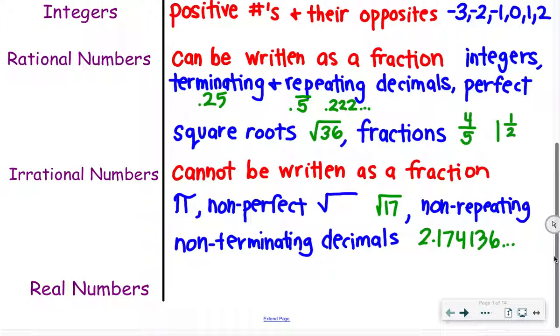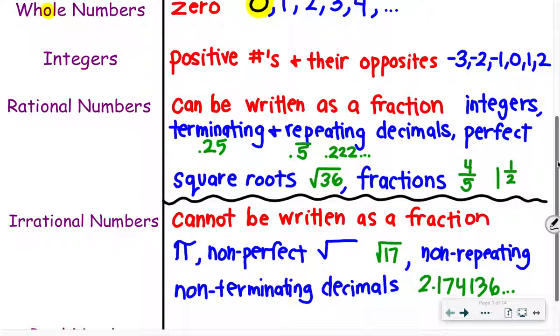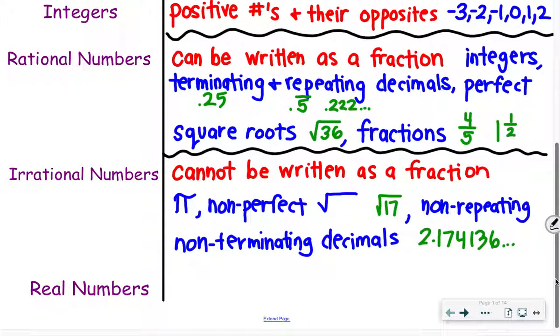So pi, if you know, pi is 3.14159. It keeps going forever, never stops, never repeats. And then like the square root of 17 keeps going forever, never stops, never repeats. And if it helps you, you might want to do this in your notes to know where each vocab word stops, because there's a lot going on with all of these.